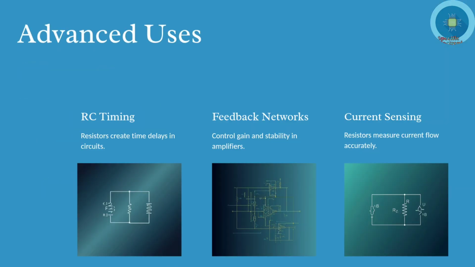Resistors are also used in more advanced circuits. For example, they are used in RC timing circuits. They are part of feedback networks in amplifiers, and they are used as current sensing resistors, also called shunt resistors.